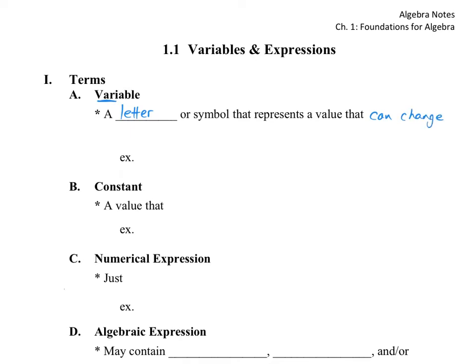And for those, often we think, like I said, of X or Y, or a real common one you'll get down the road, if you haven't already, is theta. That's the Greek letter theta. But you get to other ones also.